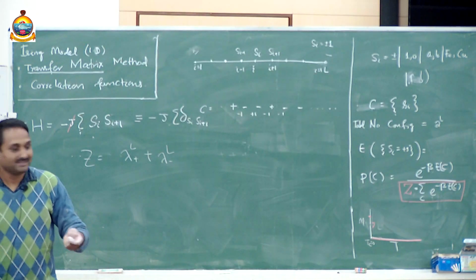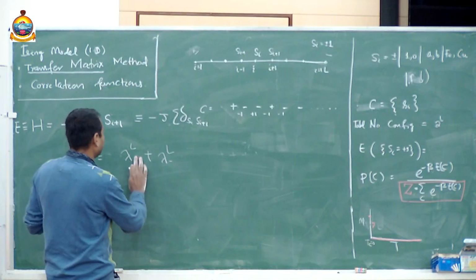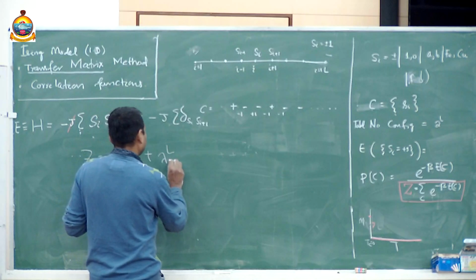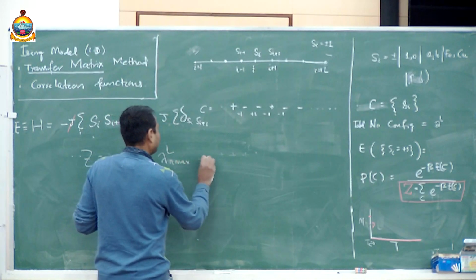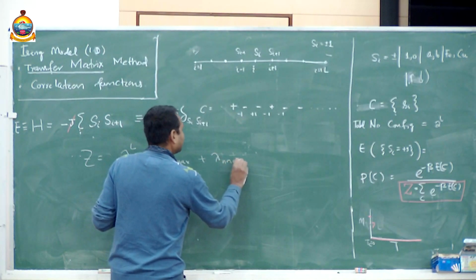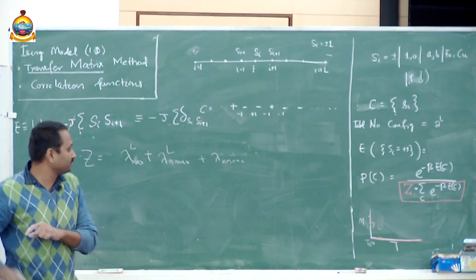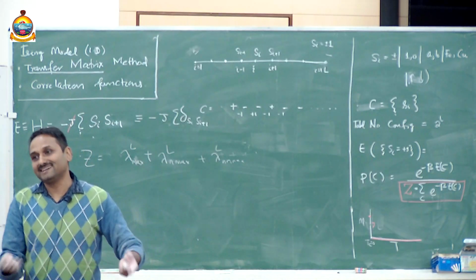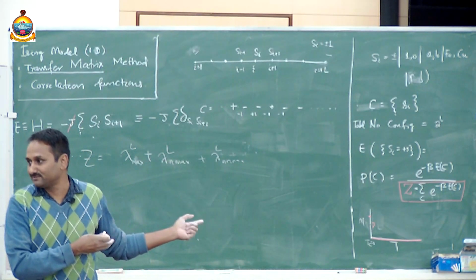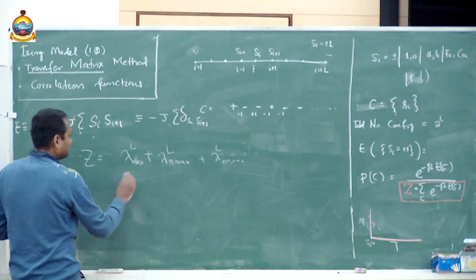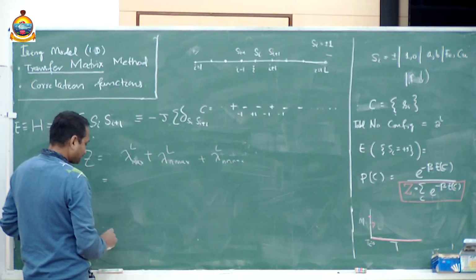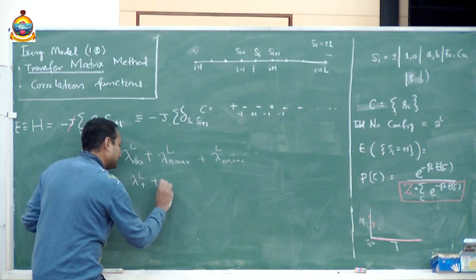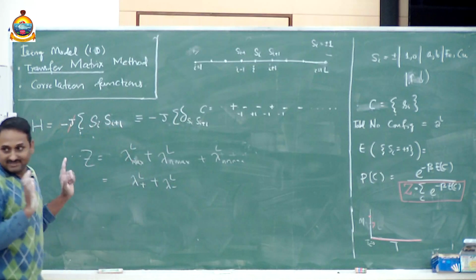You will have 3 eigenvalues. So you have lambda max, the maximum one, and next lambda next max, and then the next one, some eigenvalues to the power L. That will be the partition function. Simply, you have to find the transfer matrix, find the eigenvalues, and this will be the partition function. This is general, but I come back to lambda plus to the power L plus lambda minus to the power L, just for the case I'm studying.